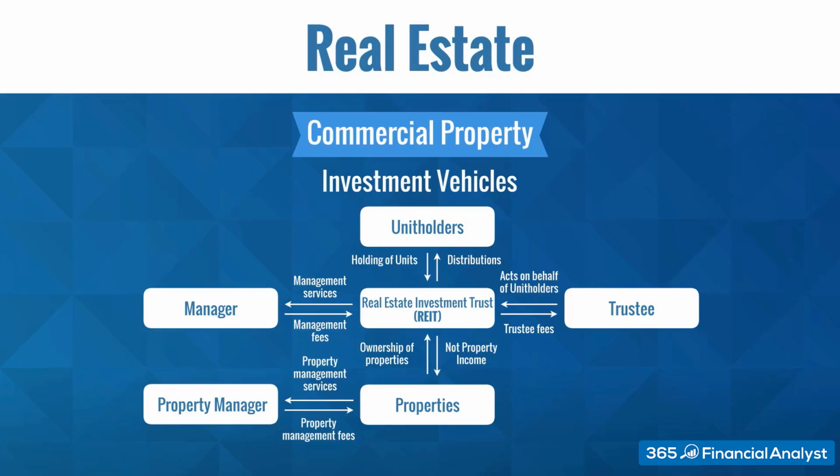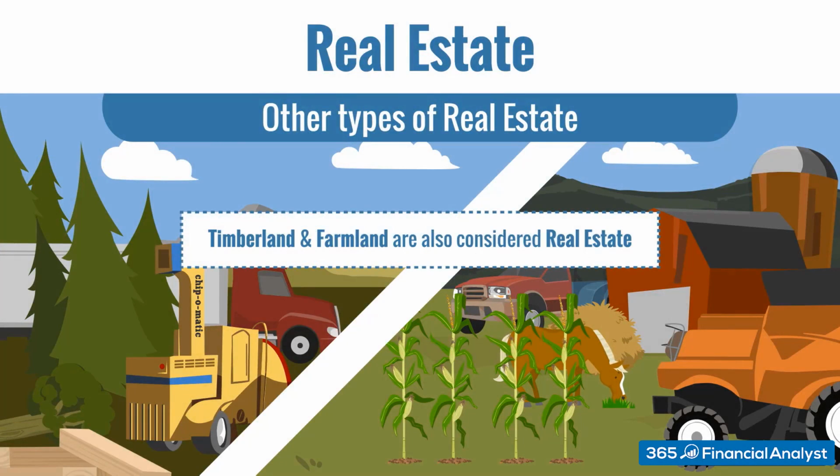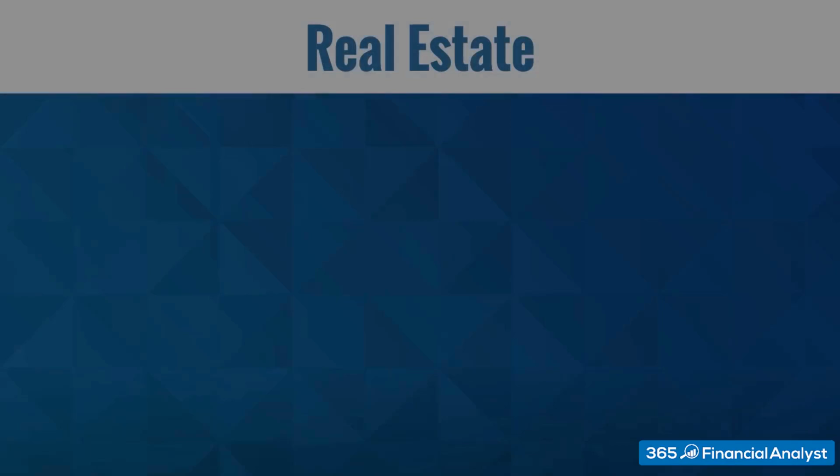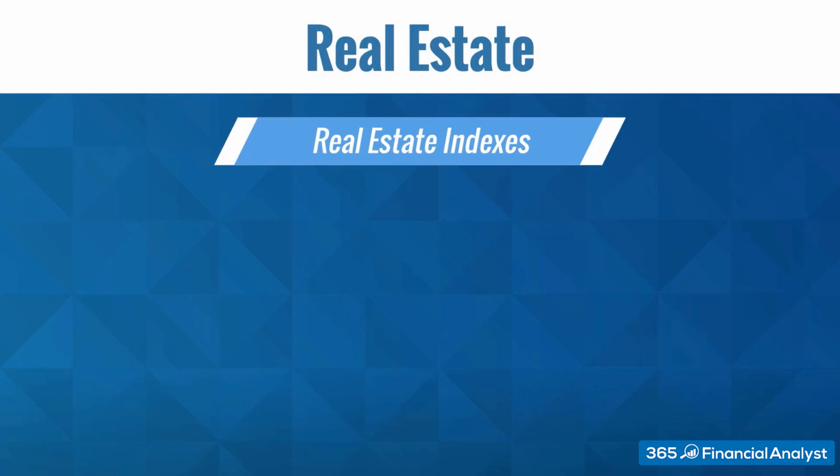REITs can be classified according to the type of commercial property they hold. For example, office buildings, hotels, malls, mortgages, and so on. In addition, timberland and farmland are also considered real estate. The returns of these types of investments depend on the markets for timber, agricultural products, and land. Okay, great! Now, let's look at the three main indexes used to measure real estate market performance.